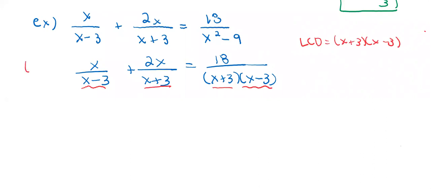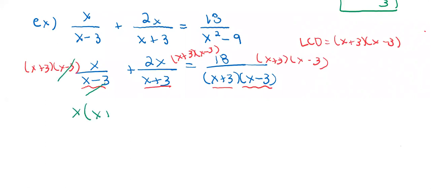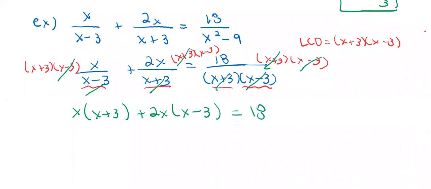So I'm going to multiply each term by the LCD in order to cancel the fractions. So in the first term, the x minus 3 cancels, and I'm left with x times x plus 3, which I'll take a moment to distribute in a second. The second term, the x plus 3's cancel, and I'm left with 2x times x minus 3. And the last one, everything cancels, and we're just left with 18.